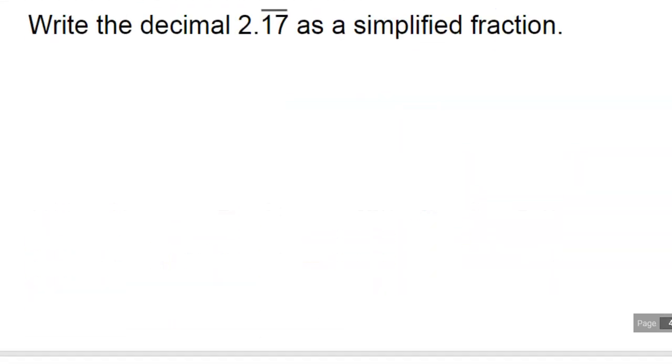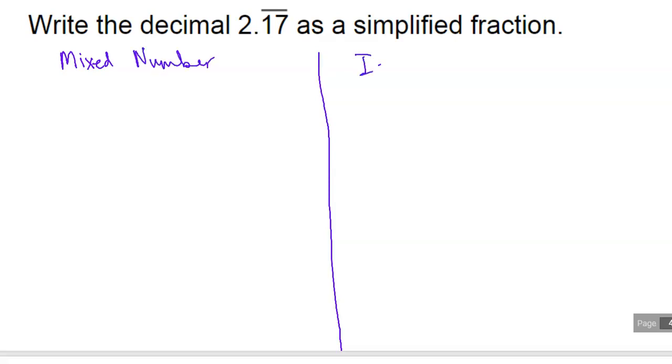So this one actually has two ways that you can do it, so it's kind of up to you which way you want to do it. You could either do it where you are going to get a mixed number, or you could do it where you're going to end up getting an improper fraction. Remember, improper fractions mean that the larger number is on top. I think the mixed number is a little bit easier, but it's kind of personal preference.